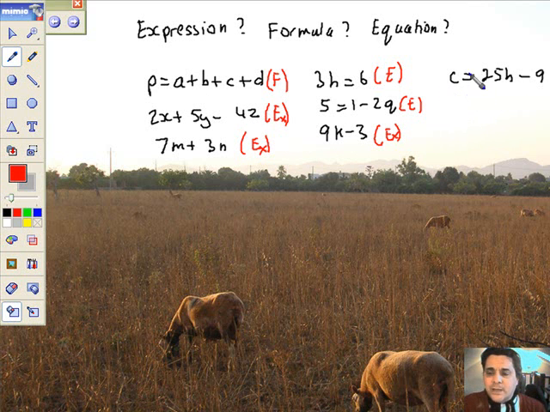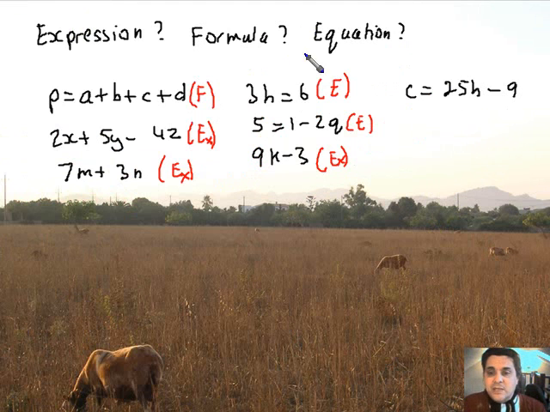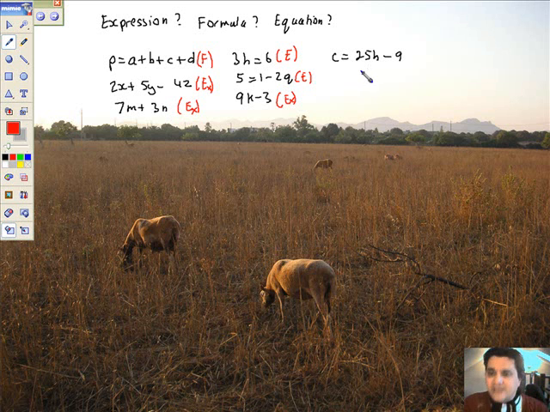And here, what do we got here? Well, we've got an equals there. Is it an equation? But I can't work out the value for C. I don't know what H is, so I can't solve it to get an answer for C or for H for that matter. But it's definitely a formula of some sort because C equals 25 times H minus 9. It's a formula for something, so that's an F. All right.